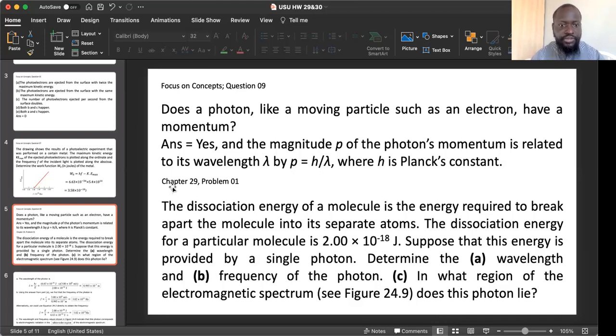We know that. So chapter 29, problem 01 says the dissociation energy of a molecule is the energy required to break apart the molecule into its separate atoms. The dissociation energy for a particular molecule is 2 times 10 to the negative 18 joules. Suppose that this energy is provided by a single photon. Determine the wavelength, frequency, and in what region in the electromagnetic spectrum does the photon lie.